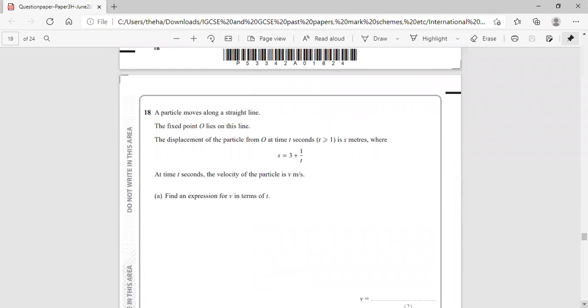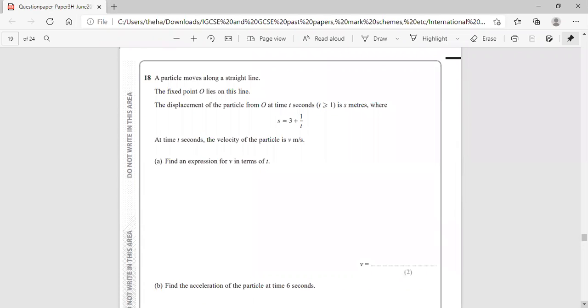So, question 18, differentiation. So, a particle moves along a straight line. The fixed point O lies on this line. The displacement of the particle from O at time t seconds, t is less than or equal 1, is s meters, where s equals 3 plus 1 over t. At time t seconds, the velocity of the particle is v meters per second. So this looks quite scary, but we just have to apply the basic rule.